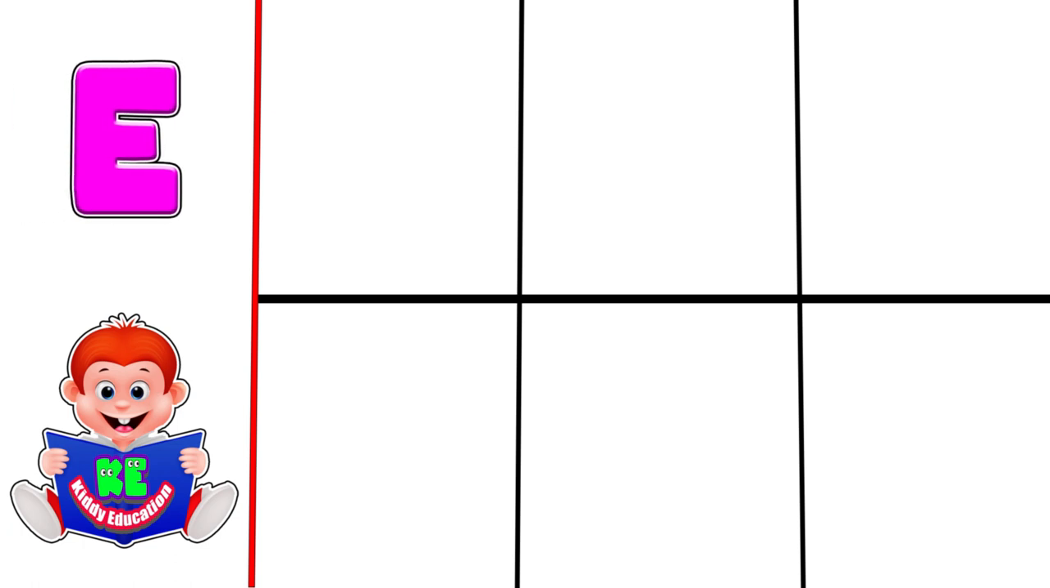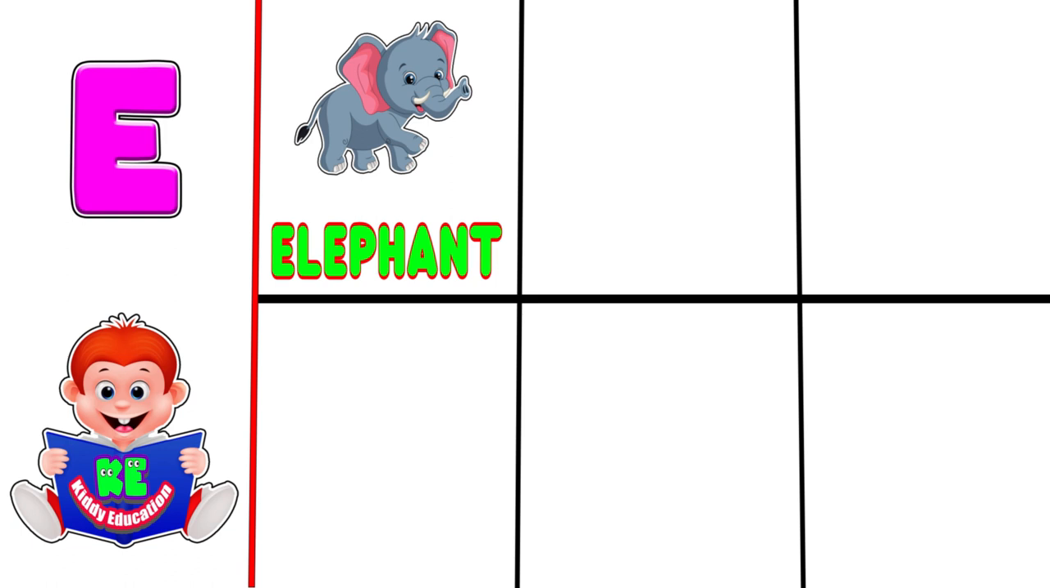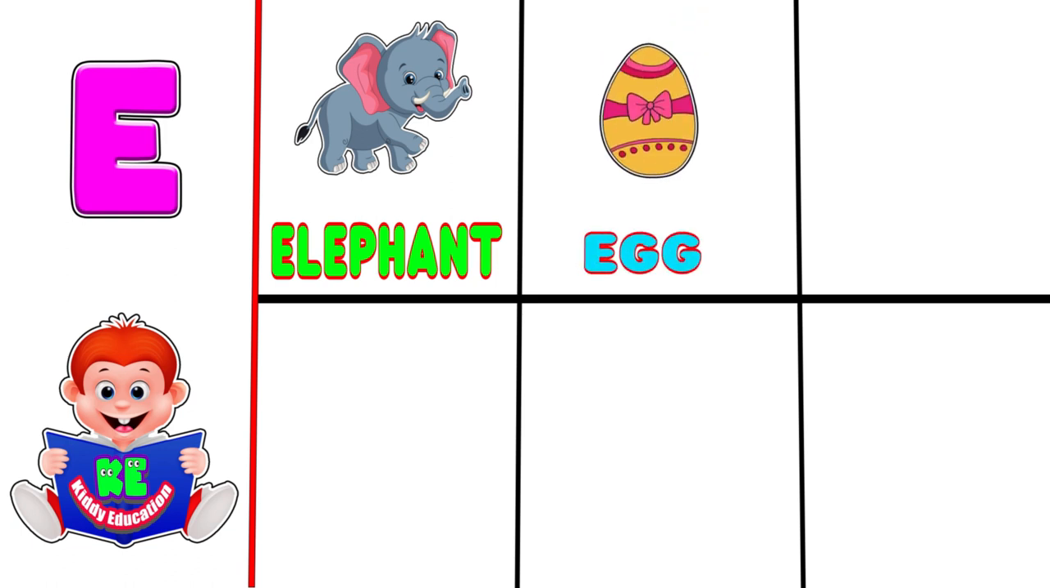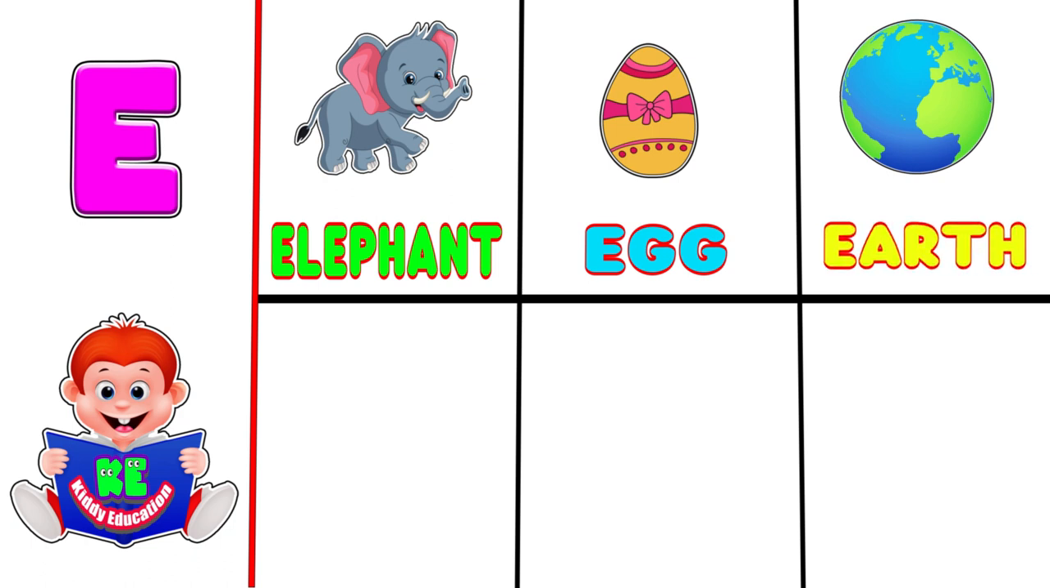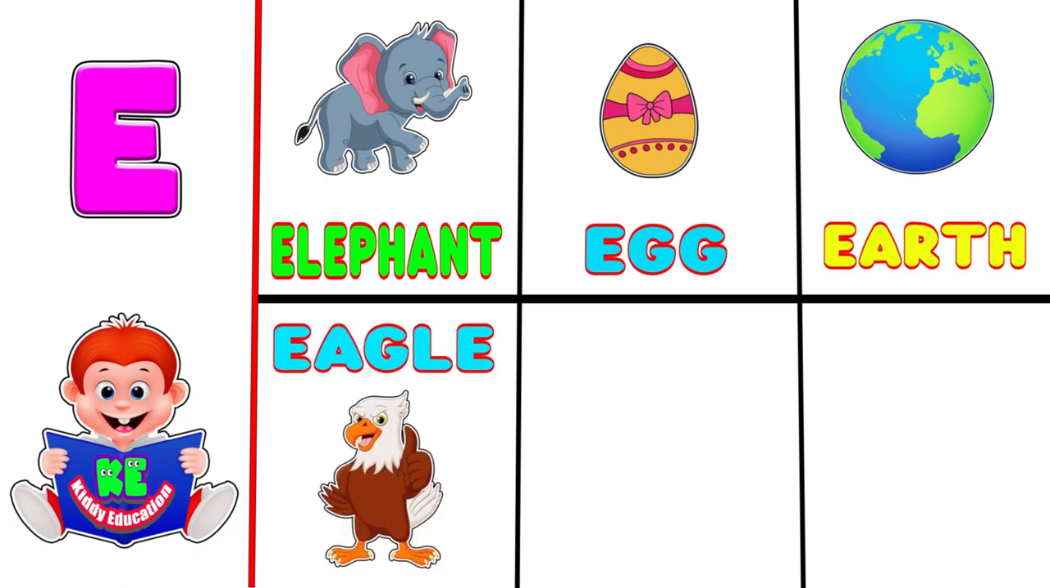E. E is for elephant. Egg. Earth. Eagle. Ear.